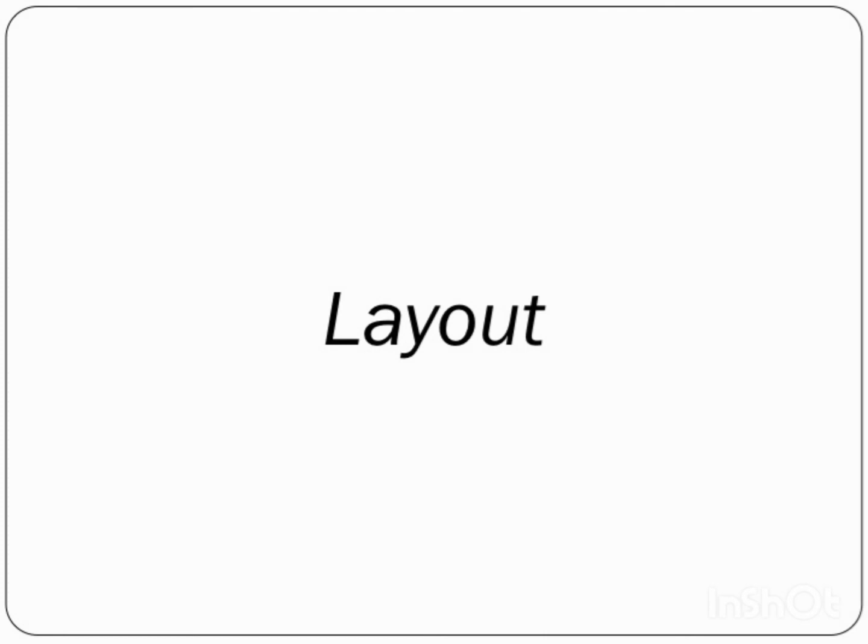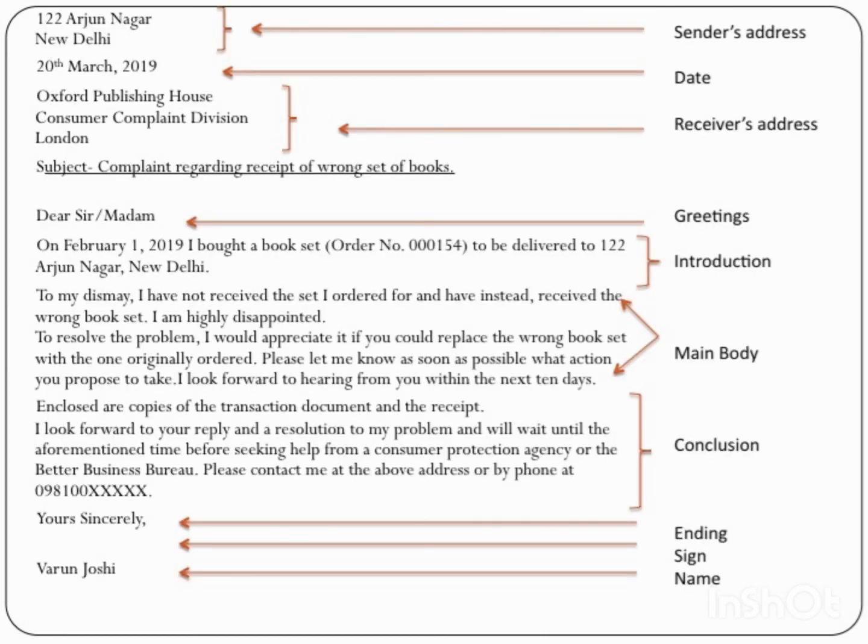See the layout of a formal letter. You need not start with from. You can directly start with the sender's address. Then comes the date. The date has to be written in this manner: 20th March, comma, 2019. You can write any date, but the format should be in this manner. Then comes the to address, where you need not write to. You can directly write the receiver's address.